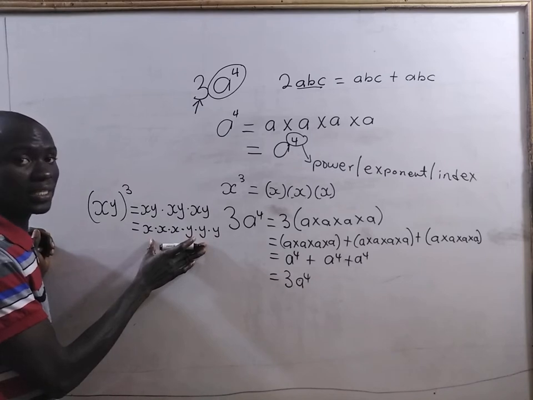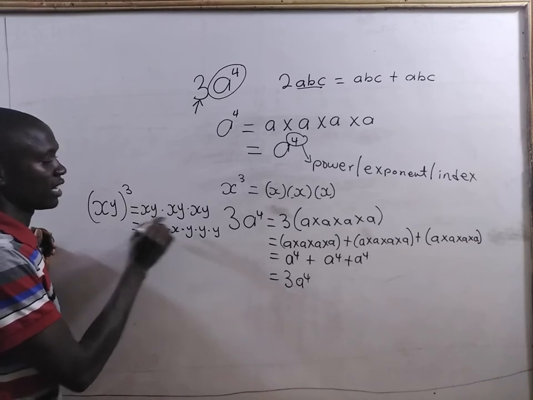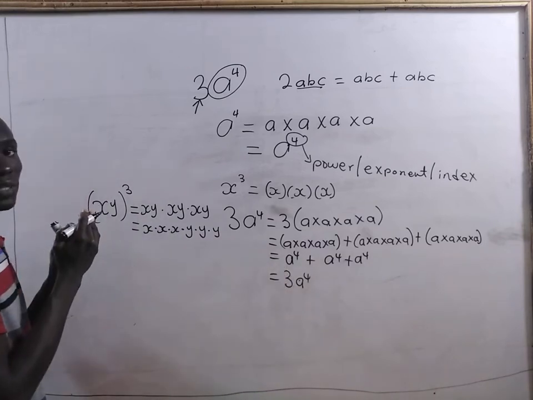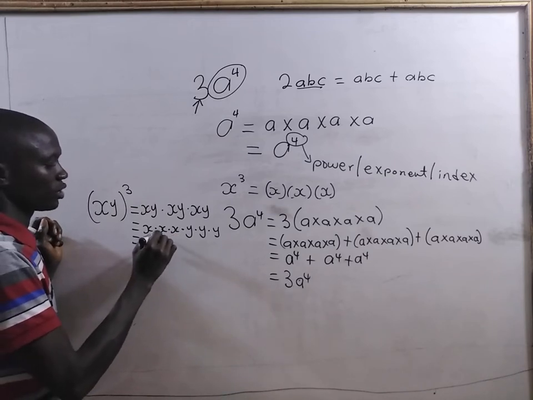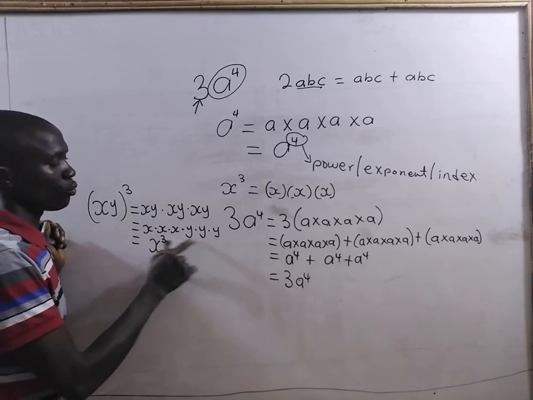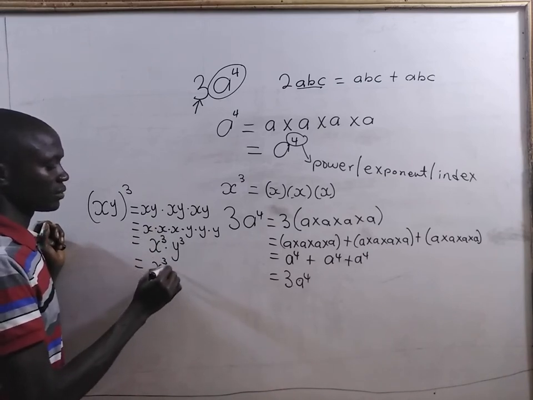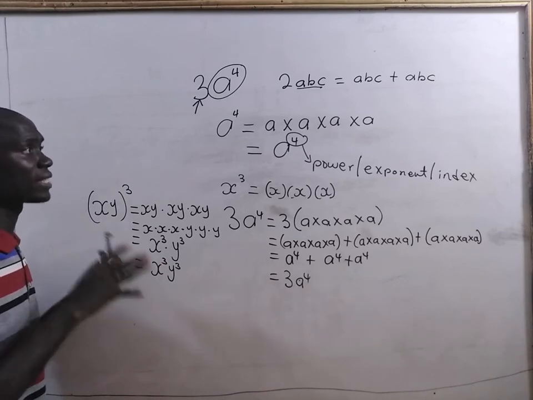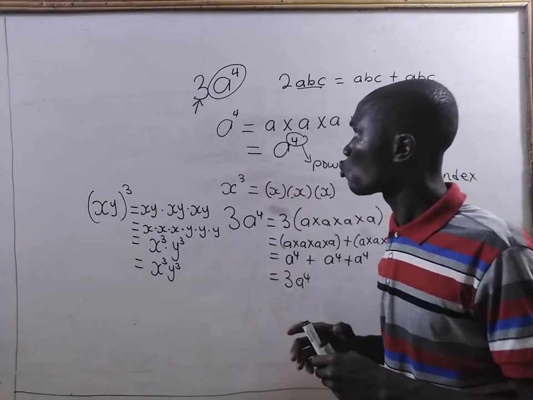That is, multiplication is commutative, right? It's also associative. So if I have these things multiplying, I can multiply this together and multiply this together, and after that multiply all of them. So this is the same as x multiplying itself 3 times, which gives us x to the power 3, times y multiplying itself 3 times. So that is the exact difference between the exponent and the coefficient.